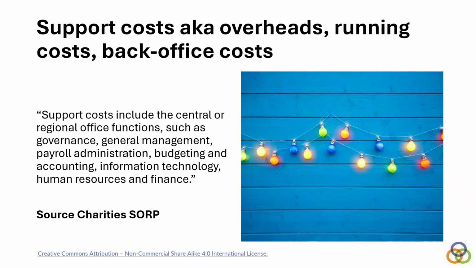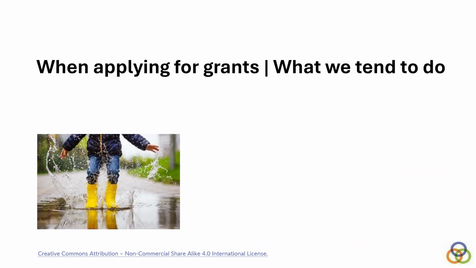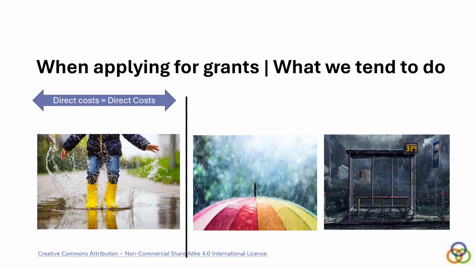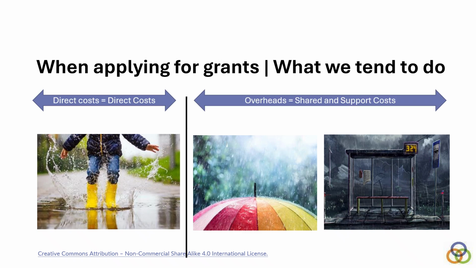And if you want the SORP definition of support costs, there's a link here, and it says that they are governance, general management, payroll admin, budgeting, HR, IT, etc. And so when applying for grants, what we tend to do, I have found, is just put the direct costs in the direct bit, and then all of our overheads, all of our shared costs fall down into our overheads.